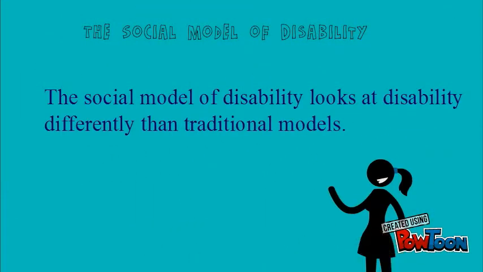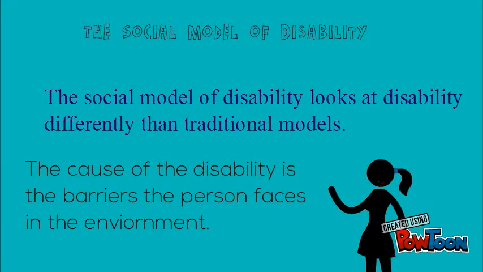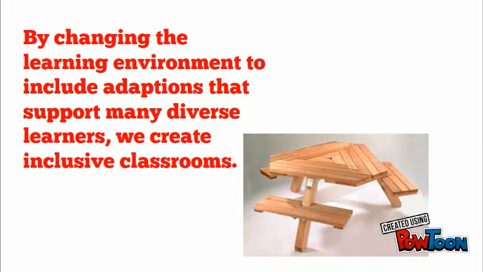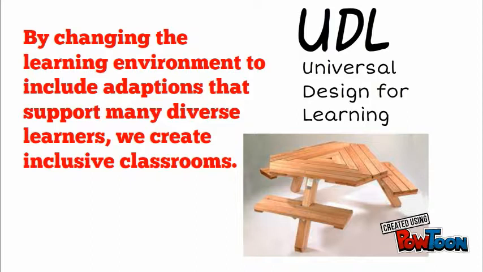The social model of disability looks at disability differently than traditional models. The cause of the disability is the barriers the person faces in the environment. By changing the learning environment to include adaptations that support many diverse learners, we create inclusive classrooms. This is UDL, Universal Design for Learning.